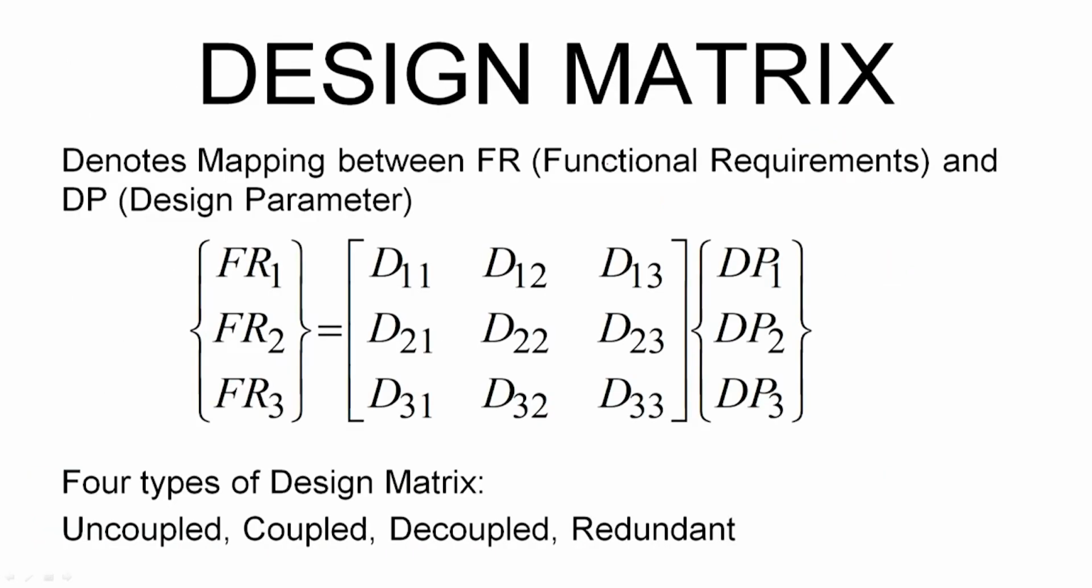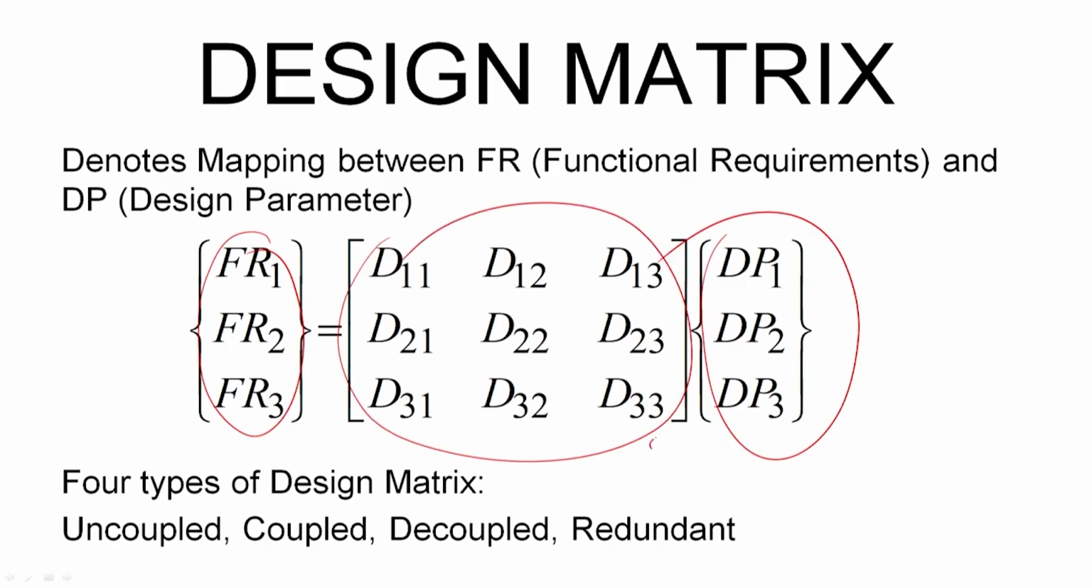Now, when you do it, let us say I have 3 such FRs and 3 such design solutions, then that would mean that I am going to have a 3 by 3 matrix here, coupling these design solutions with FRs. Now, there are 3 possibilities of this matrix. One is that it is only diagonal, rest are all 0. This is what is uncoupled design, that is the best design.